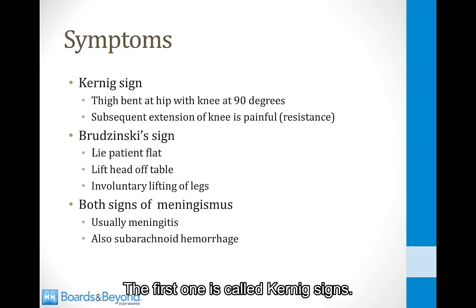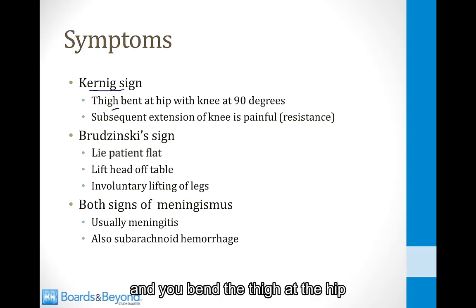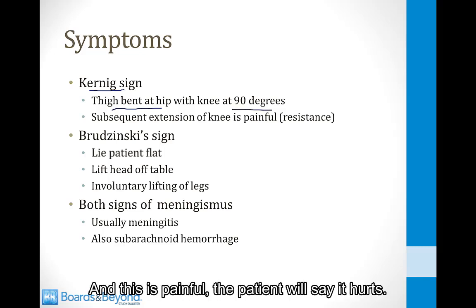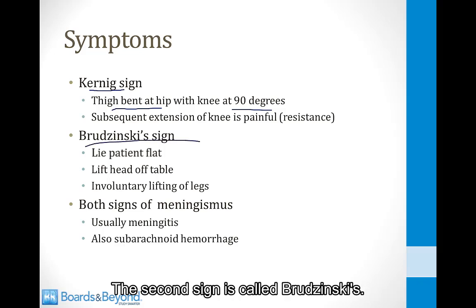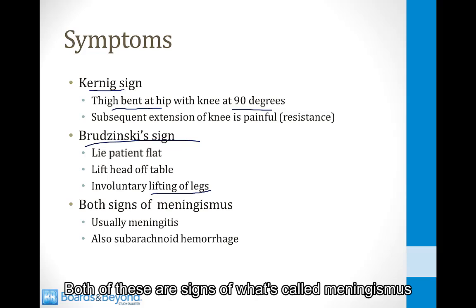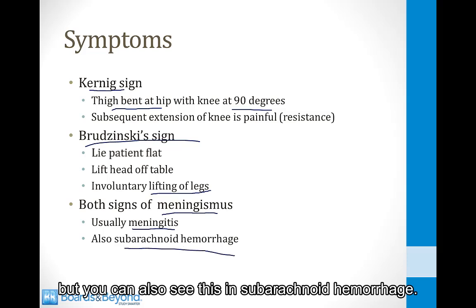The first one is called Koenig's sign. So to do this, you lie the patient on the table, and you bend the thigh at the hip with the knee at 90 degrees, and then you try to straighten the knee. And this is painful. The patient will say it hurts, and that's because you tug on the meninges when you do this. The second sign is called Brzezinski's. So you lie the patient flat, you lift their head off the table, and they will involuntarily lift their legs to try and relieve the pain and discomfort. Both of these are signs of what's called meningismus, which is irritation of the meninges. Usually that's for meningitis, but you can also see this in subarachnoid hemorrhage.